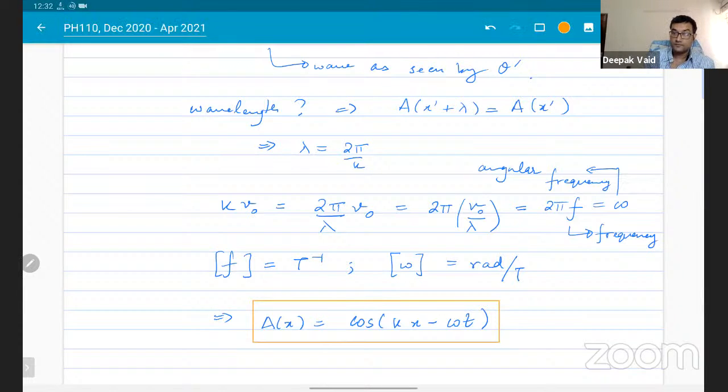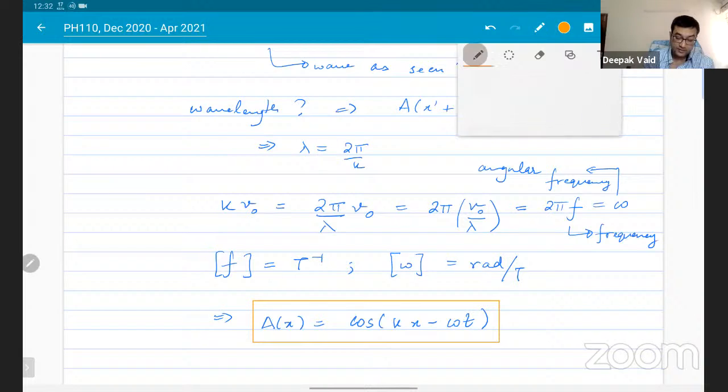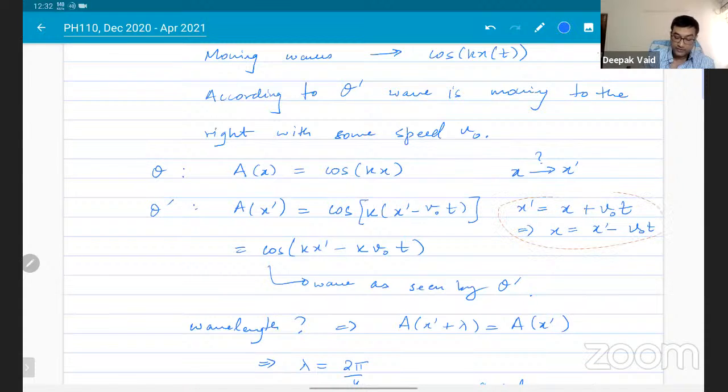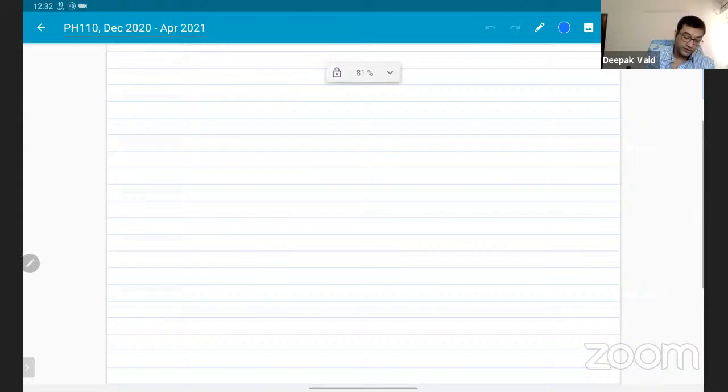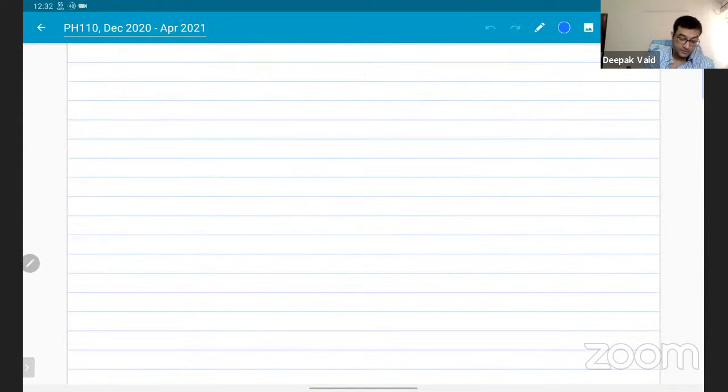Okay. Now, one thing that you might object to is the fact that I used the Galilean transformation, and you might say, well, why am I not using the Lorentz transformation, right? So I can use the Lorentz transformation. If I use the Lorentz transformation, what happens? I get x prime is equal to x plus v naught t times gamma, right?